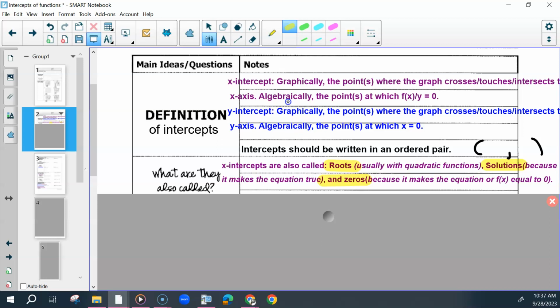Roots you usually hear with quadratic functions, so when we get into our quadratics later in the year, you'll hear roots a lot. Solutions, as we were talking about in the last unit, it makes the equation true if we put it back in. Zeros, because it makes the y equal 0. But these are all interchangeable. So if you see something that says find the x-intercepts, but something else says find the zeros, something else says find the solutions, something else says find the roots, they're all talking about the same thing, x-intercepts.